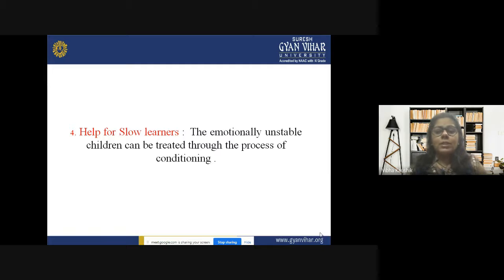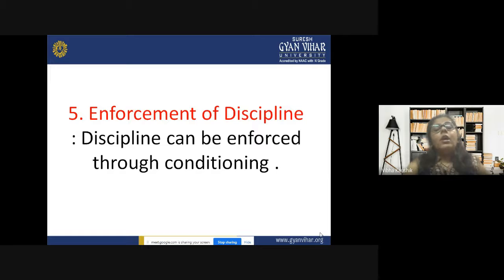The emotionally unstable children can be treated through the process of conditioning. Means we can easily treat the children who are emotionally unstable in a better manner with the process of conditioning. Enforcement of discipline. Discipline can be enforced through conditioning. When the teachers want to enforce discipline in the class, that discipline can be enforced in the class through the conditioning method.